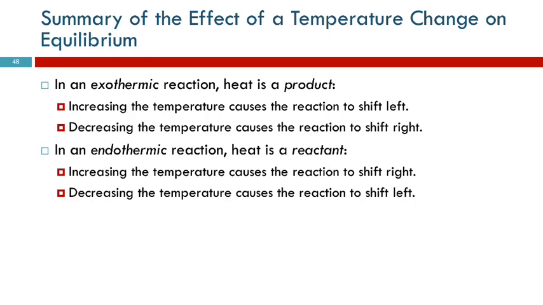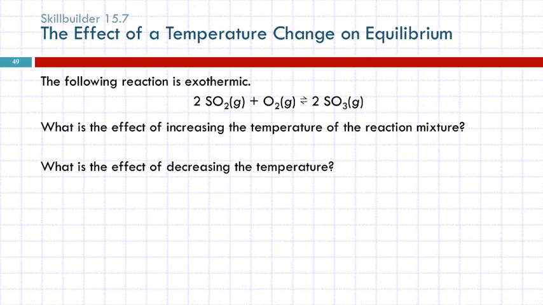So summary is there. Let's do an example. We looked at this one already. Now we're saying this one is exothermic. So what I want to do before I even look at the question is this is exothermic. That tells me that heat is produced. It's a product. So write that in there and then look at the question.